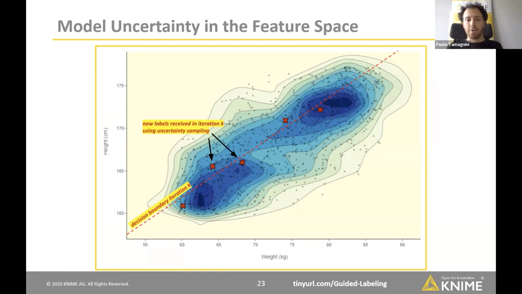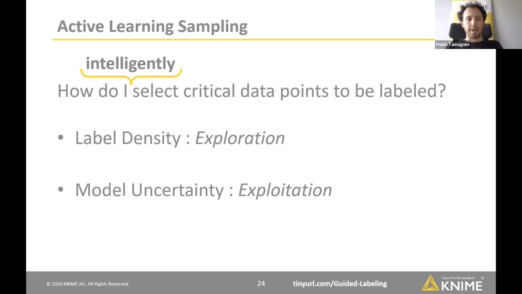So by taking those data points close to the decision boundary using model uncertainty, we're going to go to this other decision boundary that is closer to the actual one. So that's how model uncertainty works in the feature space, and it's all about exploiting those key data points that are near the boundary of the two classes. Okay, so now we understood those two techniques. One is called label density, where we're exploring the feature space, and one is called model uncertainty. And here we are instead exploiting data points to find the best decision boundary.